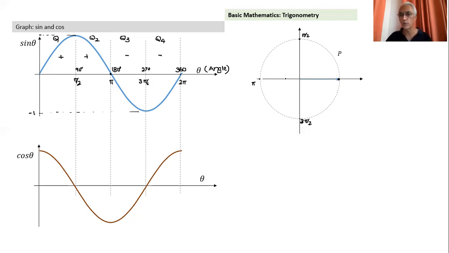What would happen to cos theta? Cos theta will change as the x coordinate. When it is here, the x coordinate is equal to 1 unit. As you start moving, the x coordinate is the distance of the point from the y-axis. So when the point reaches this particular point, when the angle becomes pi by 2, its x coordinate has become 0. So when the angle changes from 0 to pi by 2, the cos value changes from 1 to 0.